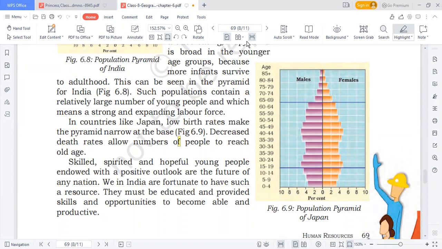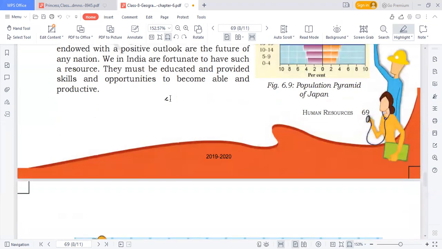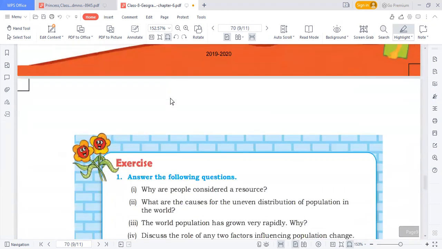Third, the Right to Education Act. Such constitutional provisions give people opportunities through which they can become literate in the economy. Clear? This was our chapter, human resource.